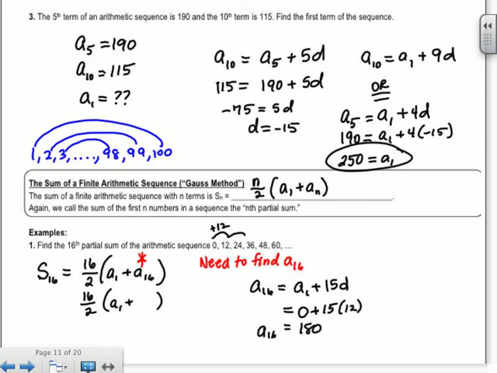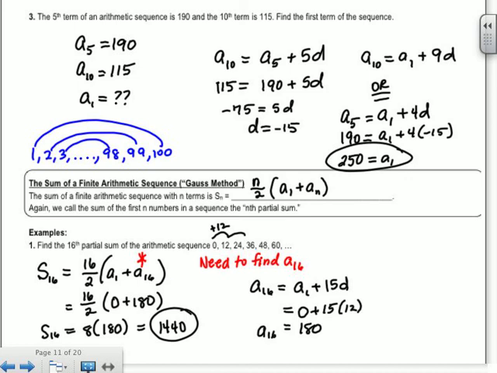So that's your 16th term. That's what goes in here. So you're going to have A1, which is 0, plus 180. So I have 8 times 180, which is 1440. So the 16th partial sum, so S sub 16, is 1440.